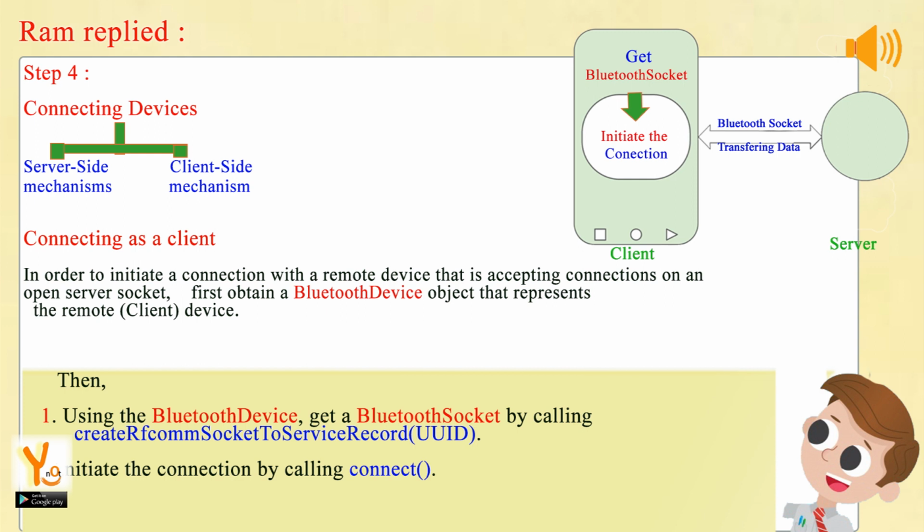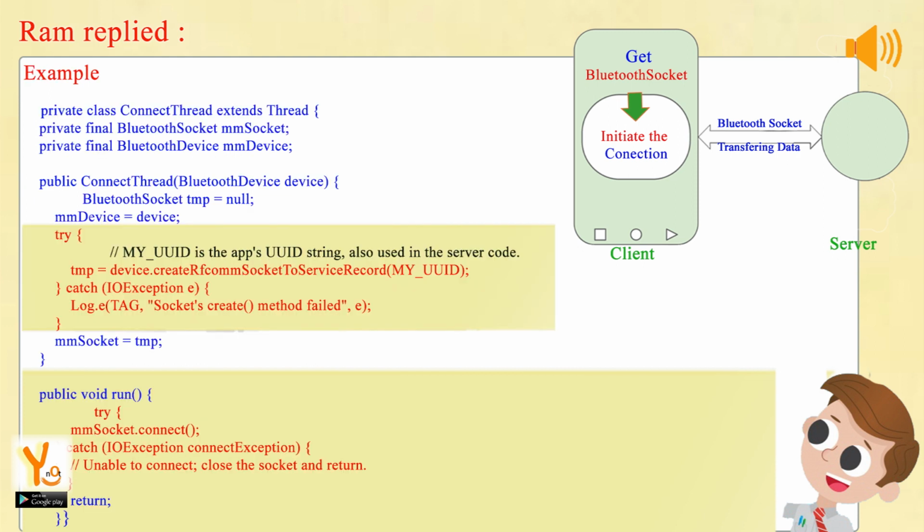Connecting as a client. In order to initiate a connection with a remote device that is accepting connections on an open server socket, you must first obtain a BluetoothDevice object that represents the remote device. Then, using the BluetoothDevice, get a BluetoothSocket by calling createRfcommSocketToServiceRecord. And then initiate the connection by calling connect. Example given below for connecting as client.